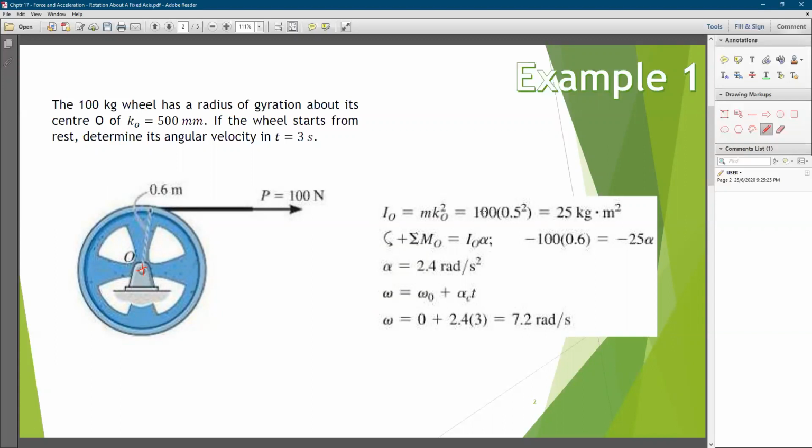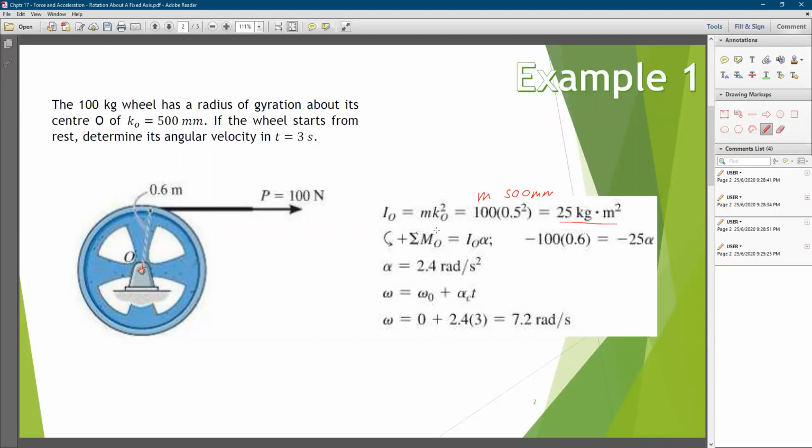m is 100 kg, and ko is 500 millimeter. You change it to meter, of course it is equal to 0.5. Then you do the maths, and you get the mass moment of inertia of the wheel.